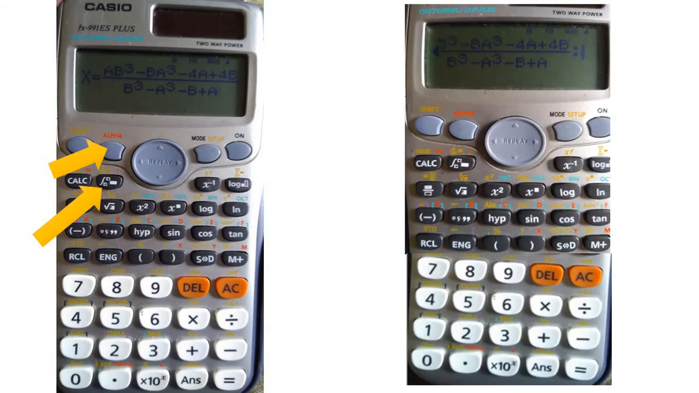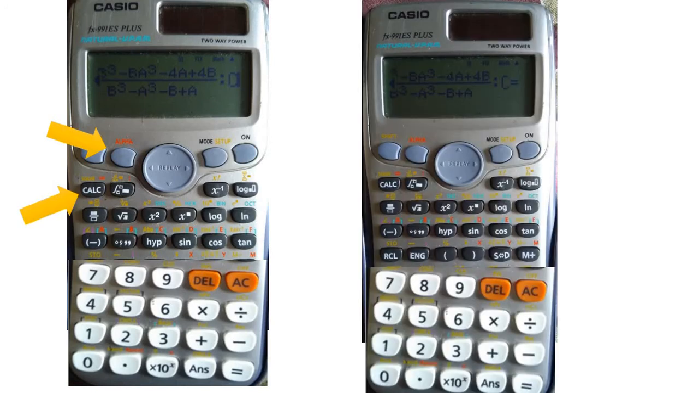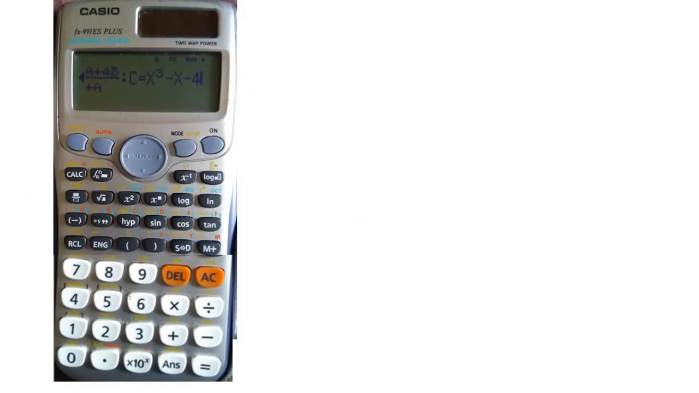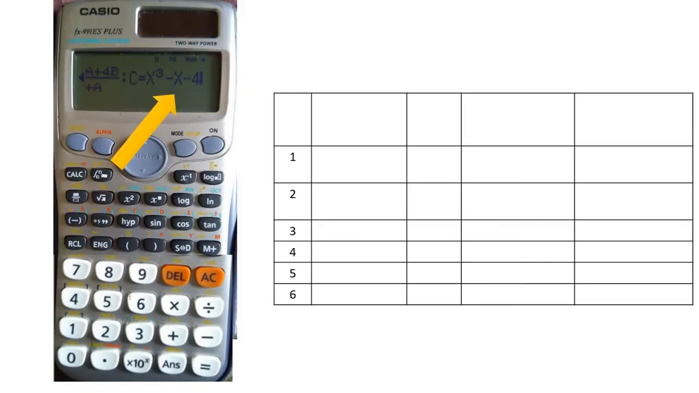Now we have to type c equal to f of x. So to type c, press alpha hyperbolic function which will give you c. Now again we need equal to. So press alpha calc. Now type the equation x cube minus x minus 4. After typing the equation, we need a table. Now in this table, write a as first column, then b, x and c.